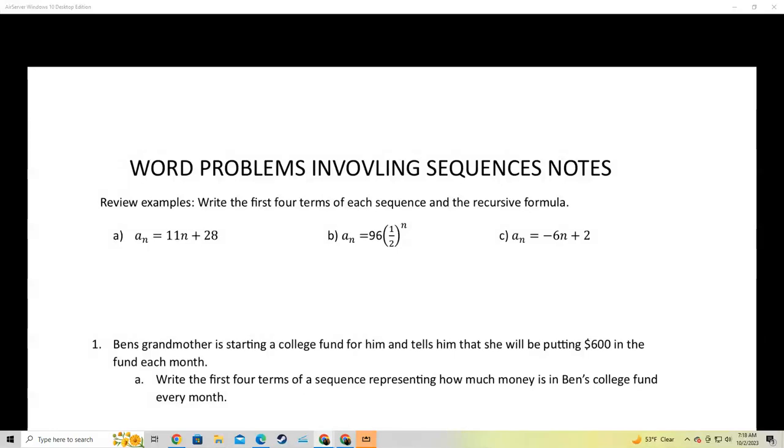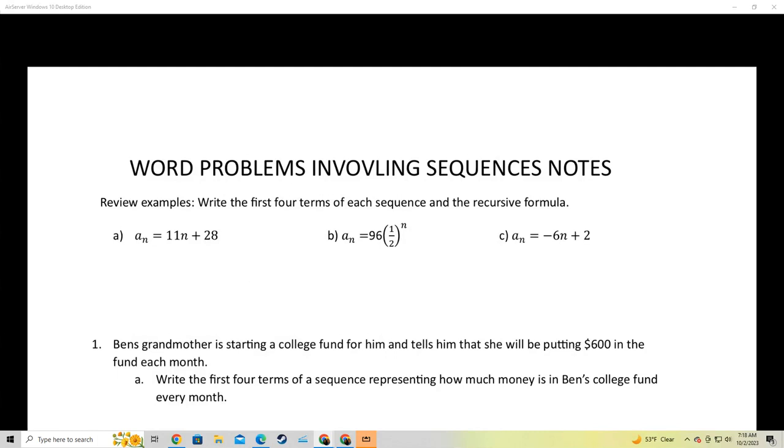Okay, today we're going to be doing word problems involving sequences. A lot of this is going to be review, so I'm going to go through this quickly until there's spots that we get stuck on. It says write the first four terms of each sequence and then write the recursive formula.